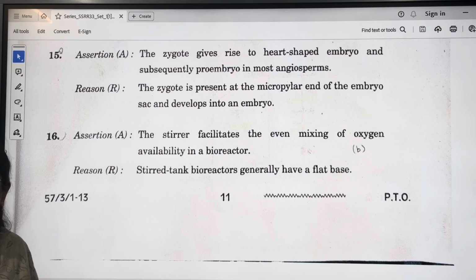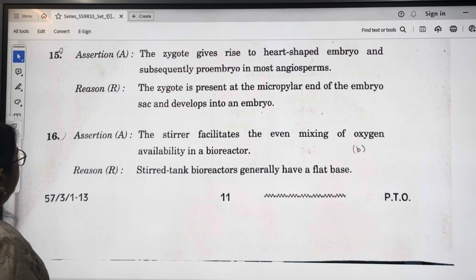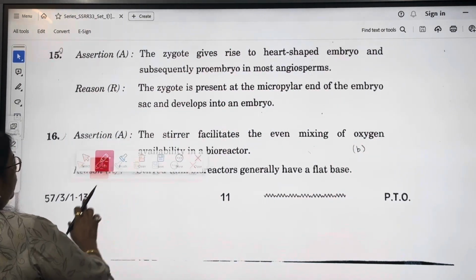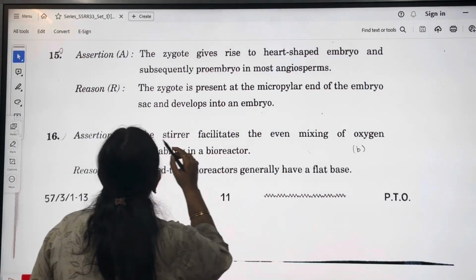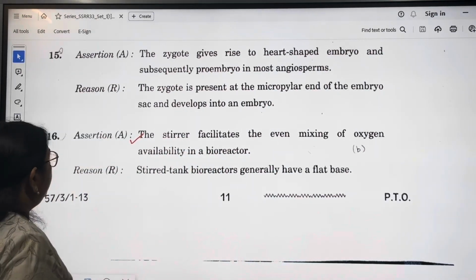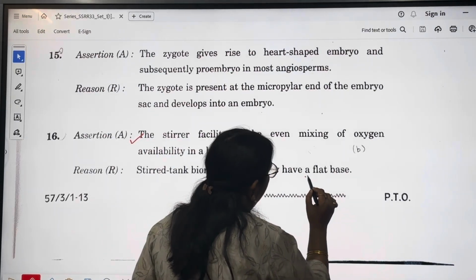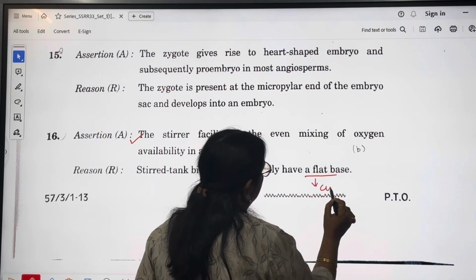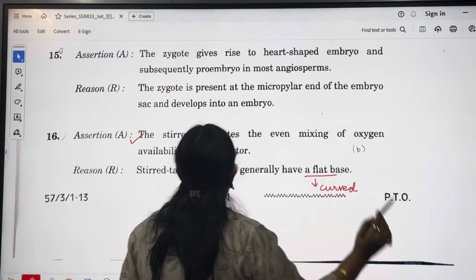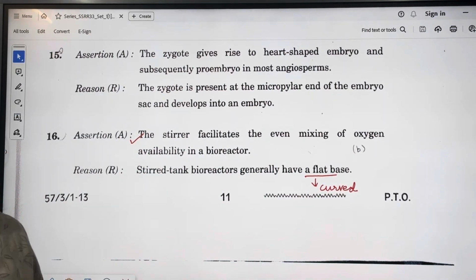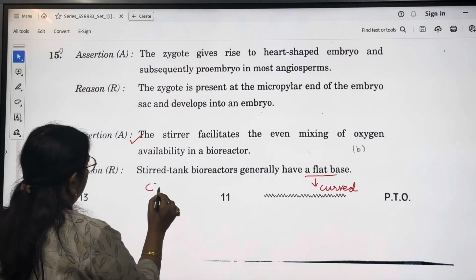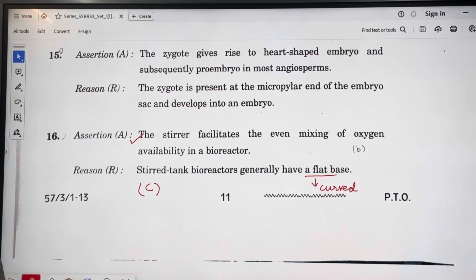The stirrer facilitates the even mixing of oxygen availability in a bioreactor. And the reason given here: stirred tank bioreactors generally have a flat base. So the assertion is correct here, but the reason is not correct. It is a curved base. Assertion is true and the reason is false. So the answer is C. Next question.